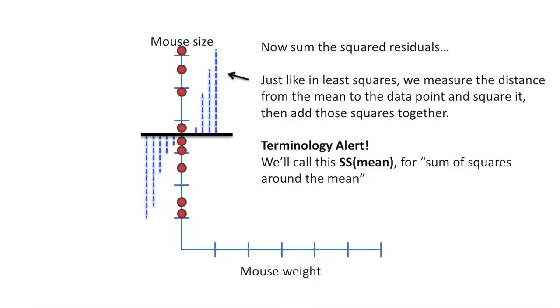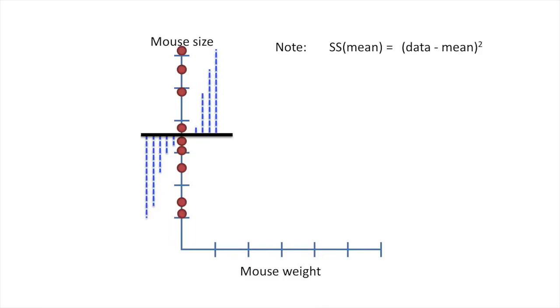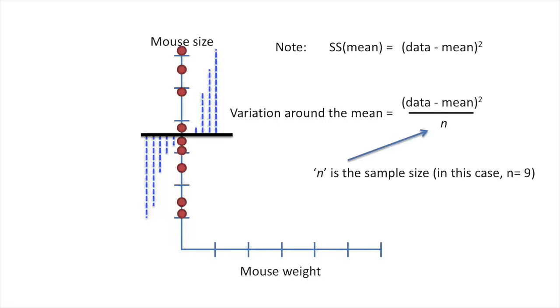Terminology alert. We'll call this Mean for sum of squares around the mean. Note, the sum of squares around the mean equals the data minus the mean, squared. The variation around the mean equals the data minus the mean, squared, divided by n. N is the sample size. In this case, n equals 9.